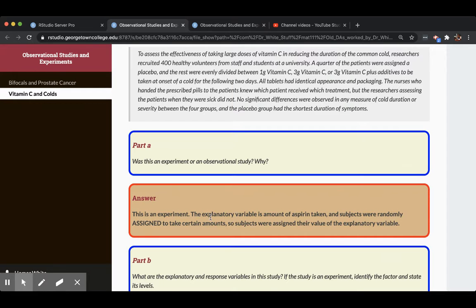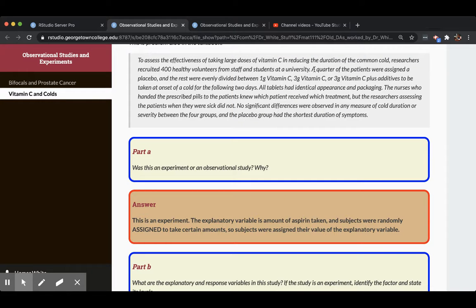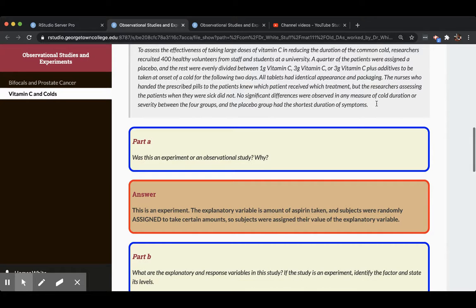So I get specific. I say the explanatory variable here is the amount of vitamin C taken, like none for the placebo, or 1 gram, or 3 grams, or 3 grams plus additives. And we see from the scenario information that subjects were assigned to take certain amounts. A fourth of the patients were assigned to take a placebo, and the rest were evenly divided between these other 3 groups. So there's 100 in each group. Researchers did the assigning, so this is an experiment.